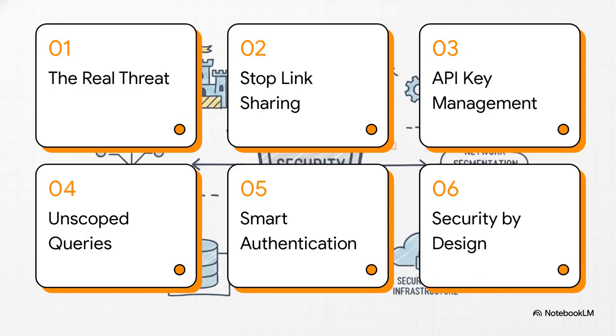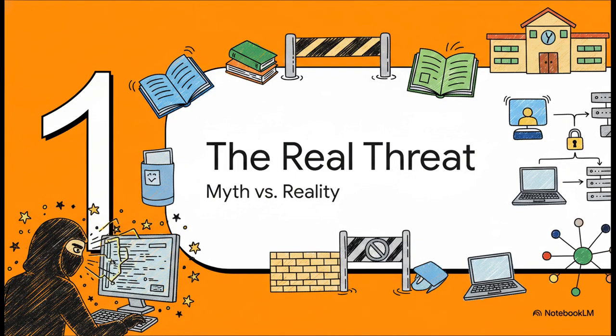Okay, here is our quick roadmap for today. Think of this as your pre-deployment checklist. We're hitting the real district threat, stopping public link sharing, API key management, avoiding unscoped queries, smart authentication, and finally, security as a design principle. Let's roll. Section 1. The real district security threat, myth versus reality.